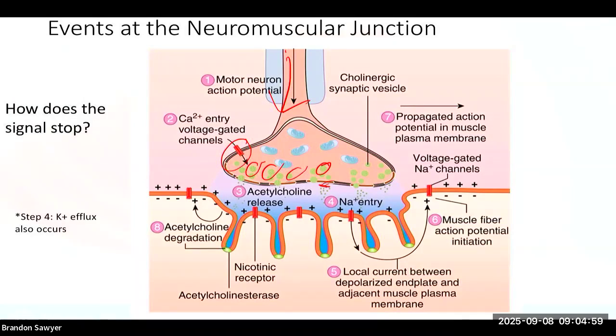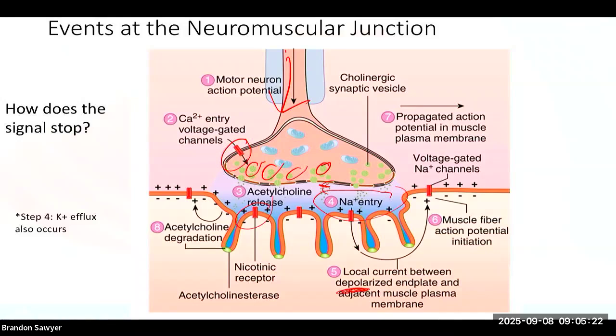They fuse with the membrane, like we were talking about last time, that exocytosis mechanism, and dump the acetylcholine out. Acetylcholine is then going to bind to its receptors, which allows for both sodium entry and potassium exit, but sodium entry dominates, so we get a local depolarization.